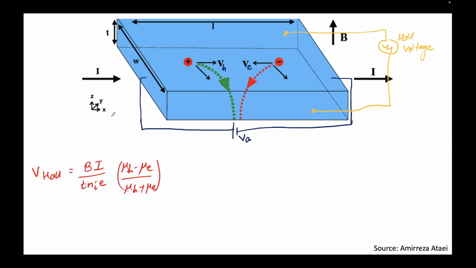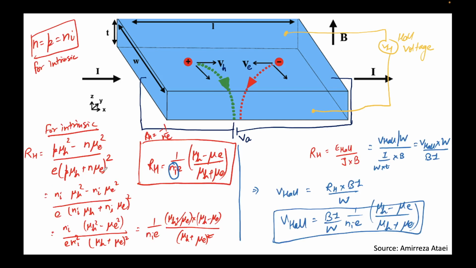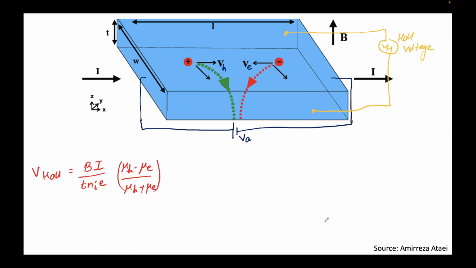Now this was the expression. Note that Bi... sorry, W gets cancelled, so it will be T here. I'm sorry, so this will be T. So this is the expression that we got for Hall voltage.